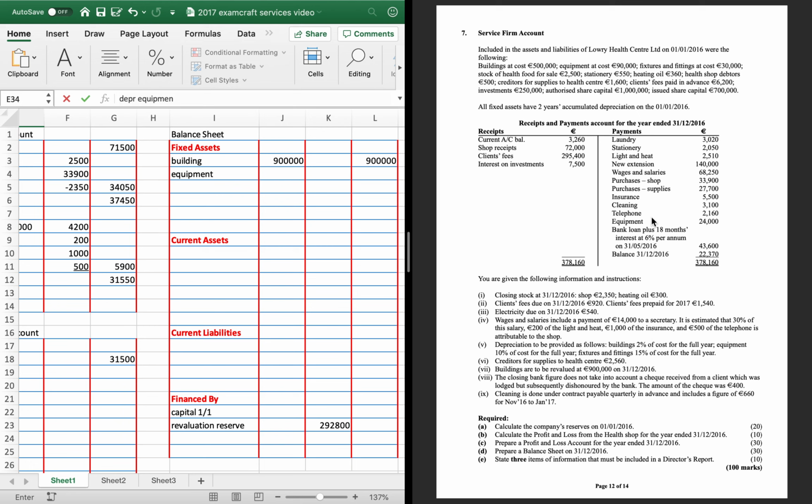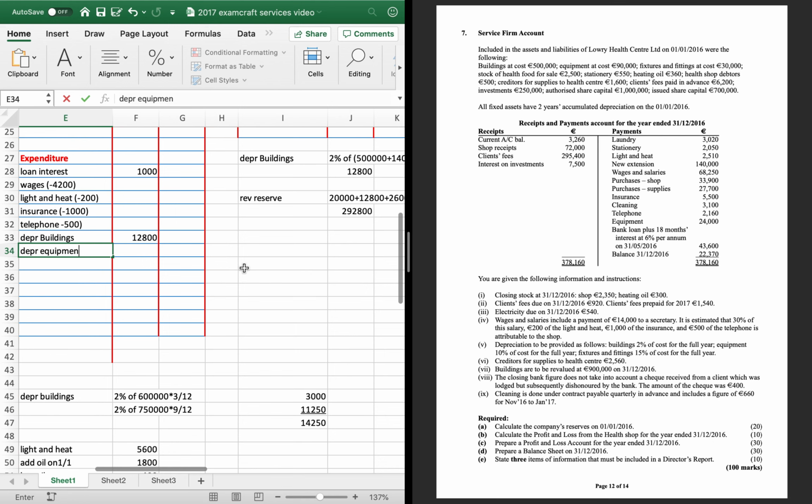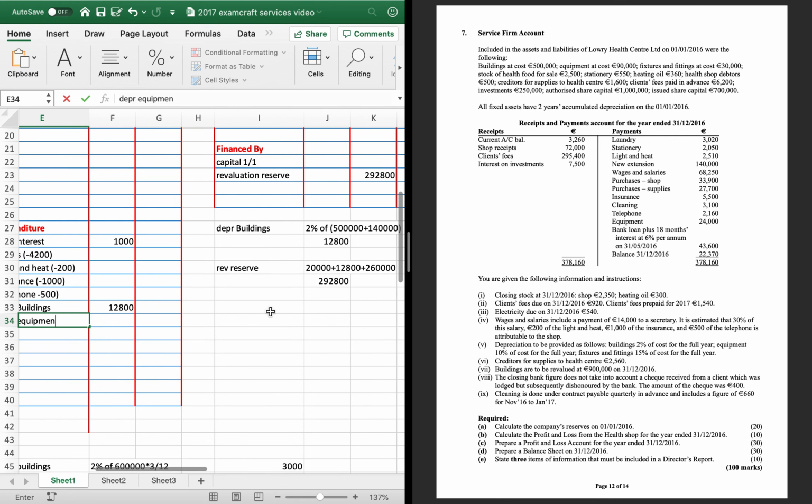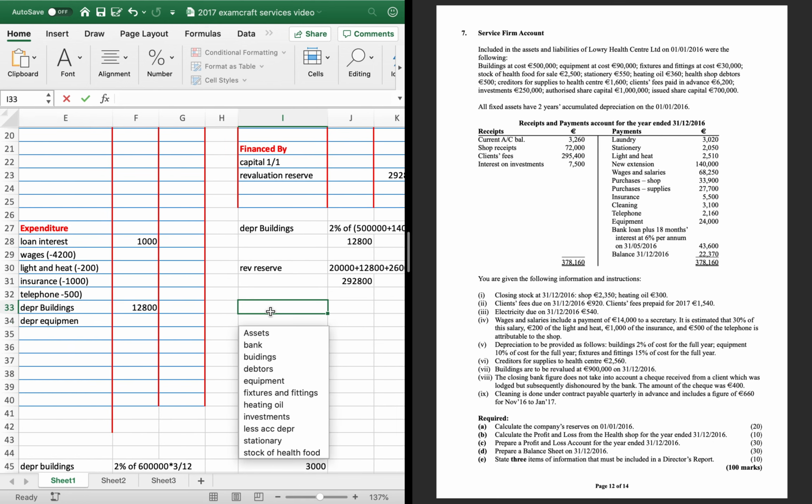So we'll have a look and see what there is on the equipment. So what's it tell us? It says equipment is to be depreciated 10% of cost for the full year. So normally there's some equipment being sold when it's like that, but it's not. So it's nice and easy. It doesn't matter when we bought it. So it's depreciation of equipment.